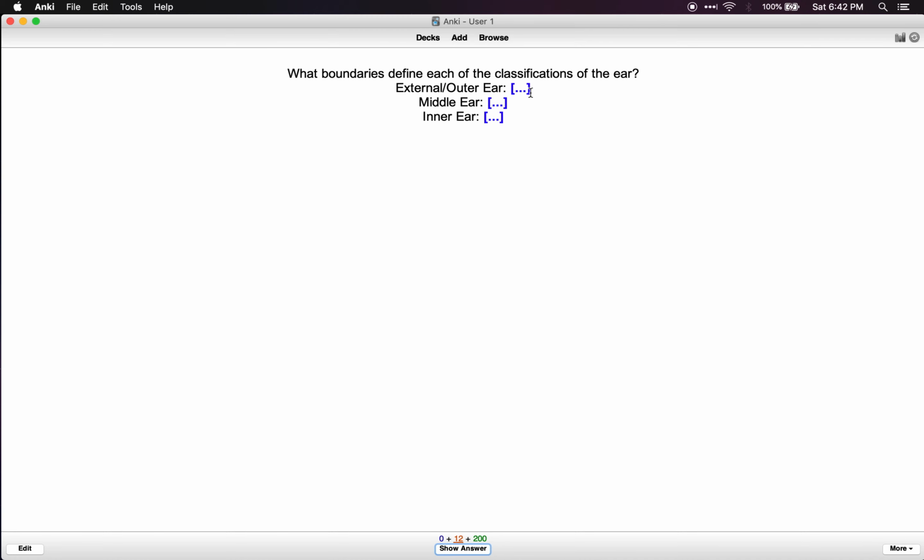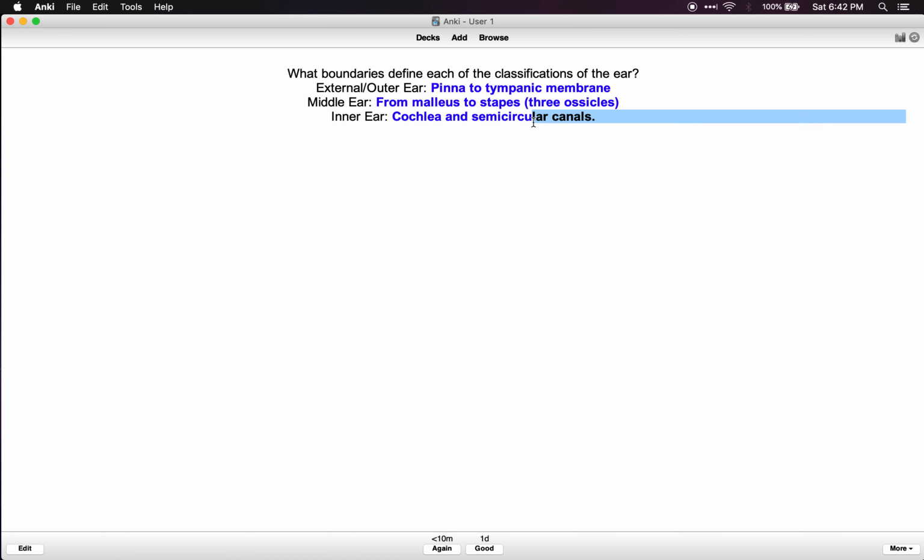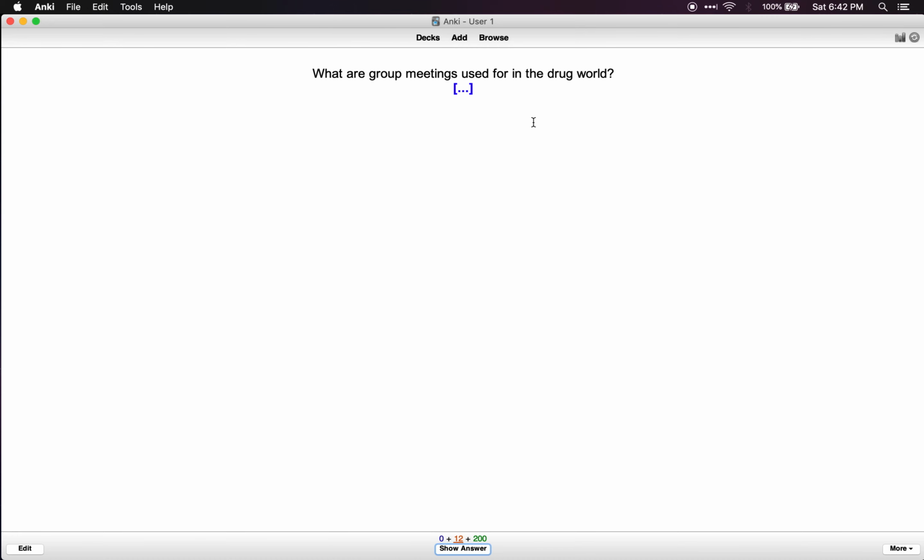Pinna to stapes. Oh no. The pinna to the tympanic membrane is the external outer ear. Middle ear consists of the incus, the malleus to the stapes, which make up the three ossicles, and inner ear is the cochlea and the auditory canal. Semicircular canal. Damn it. Pinna to tympanic membrane. Malleus to stapes. Cochlea to semicircular canal.